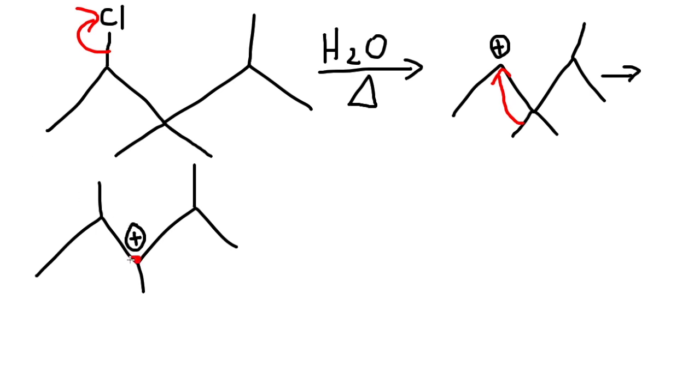So now we're looking at this carbon. We look at the beta carbons, and we see there's one hydrogen here and one hydrogen here. In an E1 reaction, the reagent goes and grabs the beta hydrogen and forms a double bond. So in this case, water will come in.